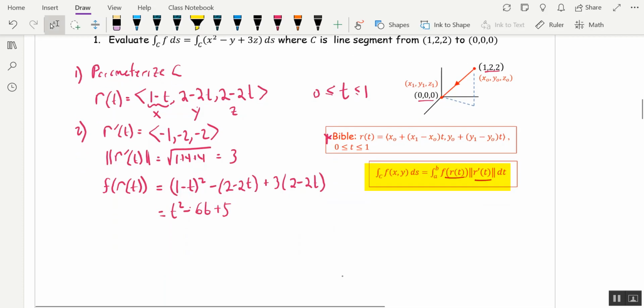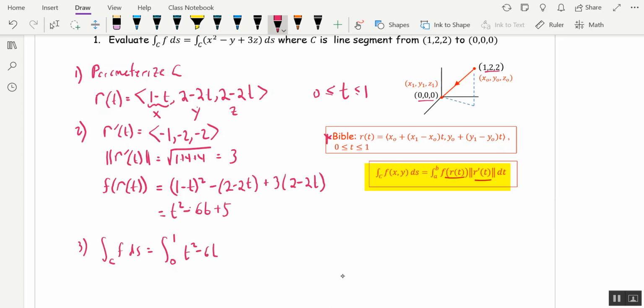All right, so now we can set up our integral. 3. The integral over C of f ds is the integral from 0 to 1. f of r of t is t squared minus 6t plus 5. And then the length of r prime of t is 3.